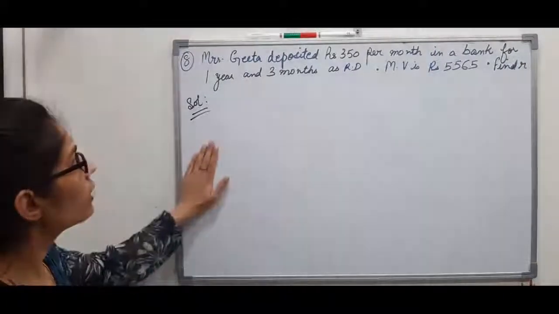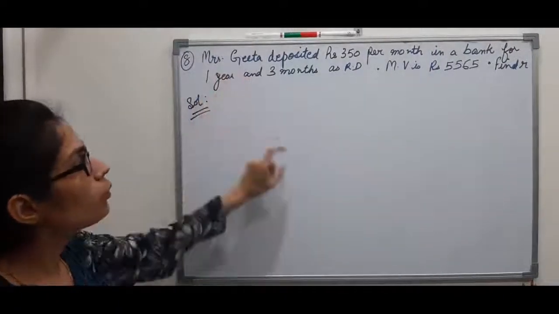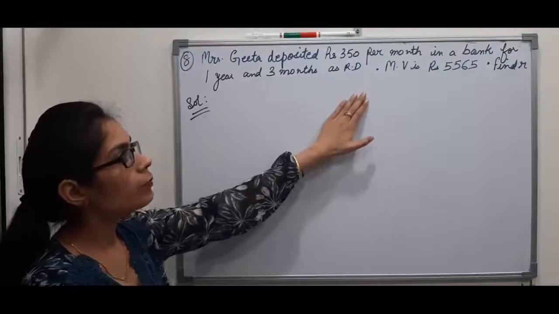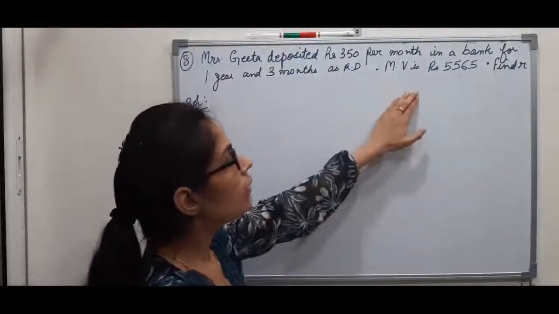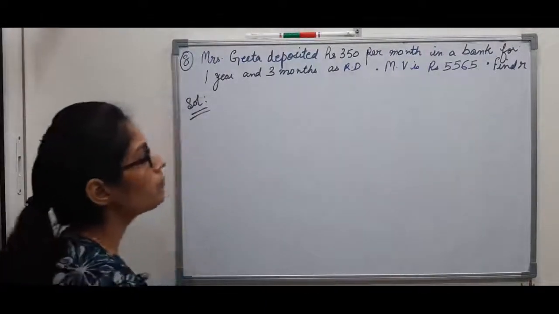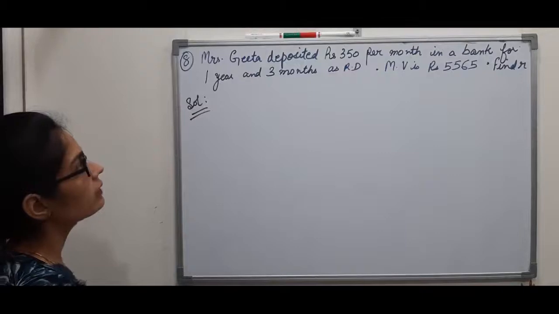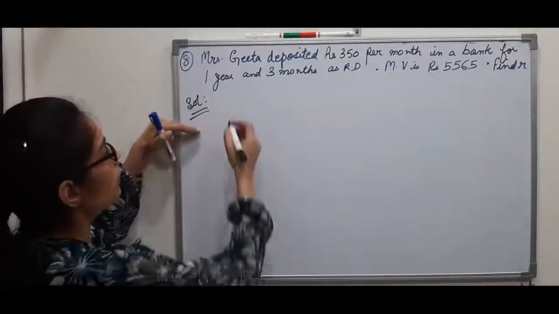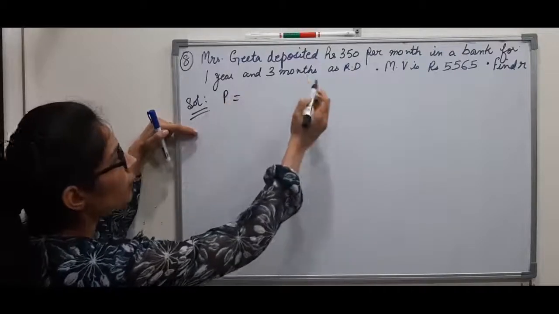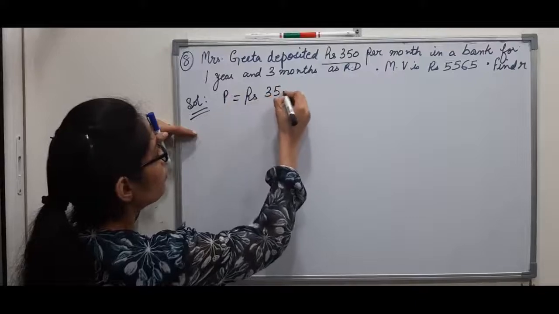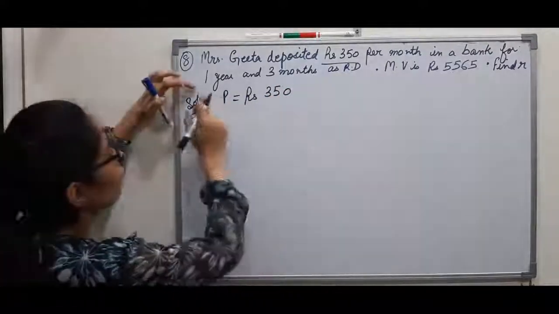So the next question is, Mrs. Geeta deposited rupees 350 per month in a bank for 1 year and 3 months as recurring deposit account. Maturity value is rupees 5,565 and find the rate of interest per annum. So first of all I'll just write down the values given. I can see P, per month deposit, is rupees 350. I'll write P is equal to rupees 350 in a bank for N.